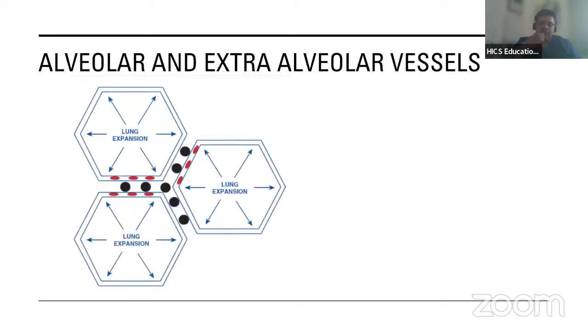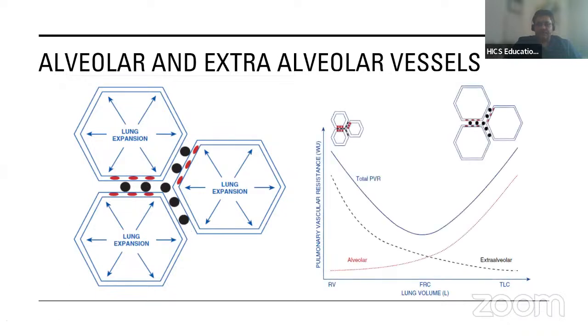There are 2 types of vessels in the lungs, the alveolar vessels and the juxta-alveolar vessels. The alveolar vessels are the ones which are very close to the alveoli, and which get compressed by an increase in the alveolar pressure, like the positive end expiratory pressure. The extra alveolar vessels are the ones which are very susceptible to hypoxemic vasoconstriction. So in a situation like ARDS, for example, where the PEEP is higher, the alveolar vessels are compressed, and the extra alveolar vessels are compressed because of the hypoxemia associated with ARDS.